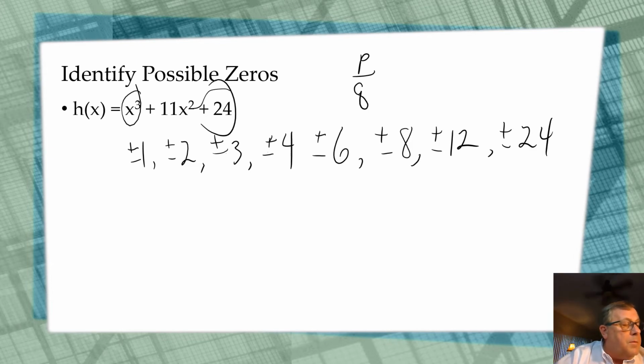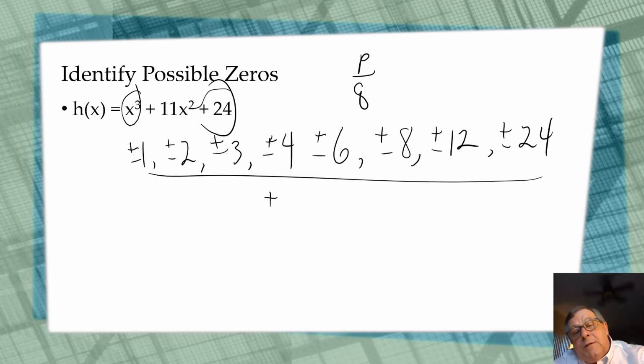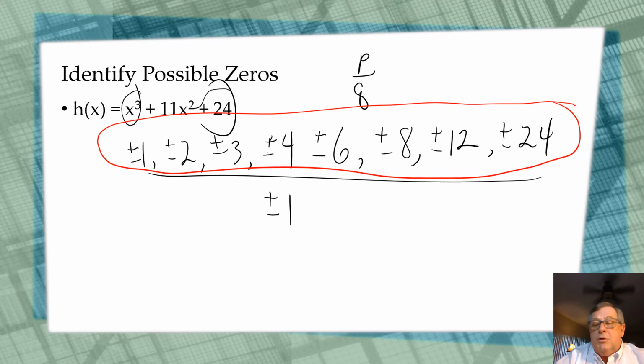Let's see, plus or minus 1, 2, 3, 4, 6, 8, 12, 24. That's it. Now, all of that would technically be over plus or minus 1. But, of course, any of those numbers divided by plus or minus 1 are just going to equal themselves. And so all the possible real zeros of this function, h of x equals x cubed plus x squared plus 24, are contained right there: plus or minus 1, plus or minus 2, plus or minus 3, plus or minus 4, plus or minus 6, plus or minus 8, plus or minus 12, plus or minus 24.